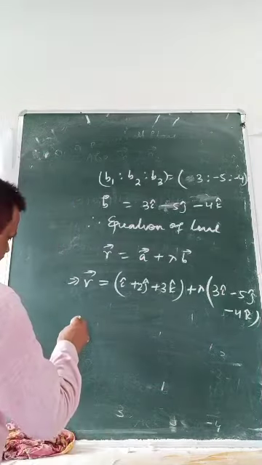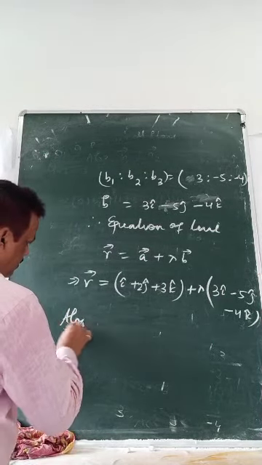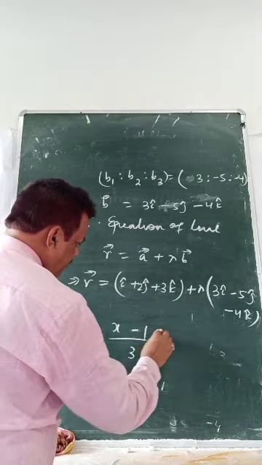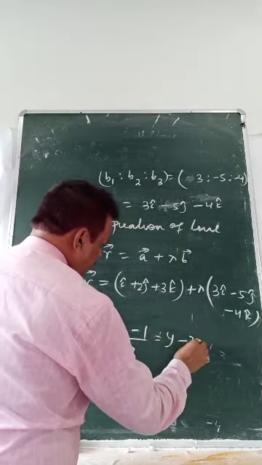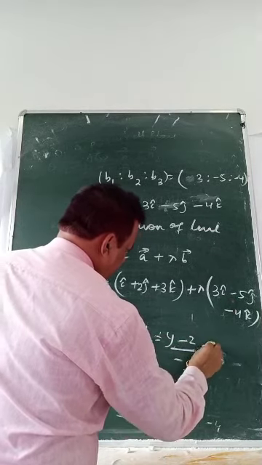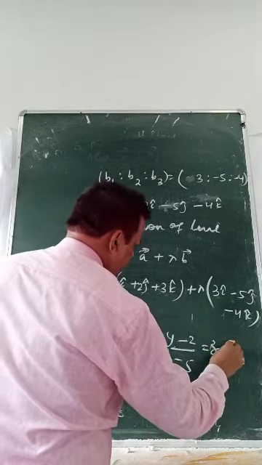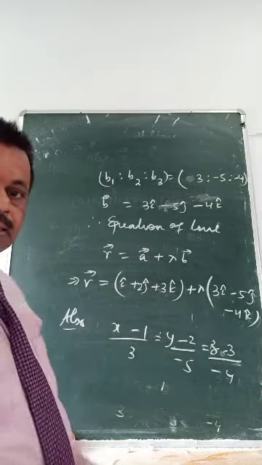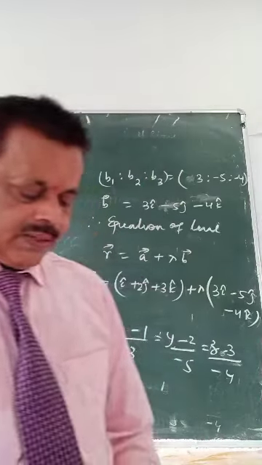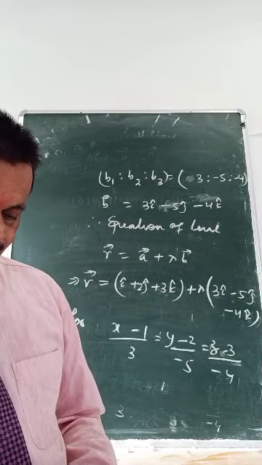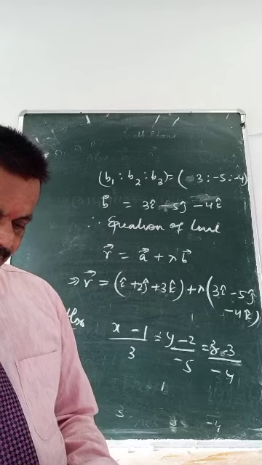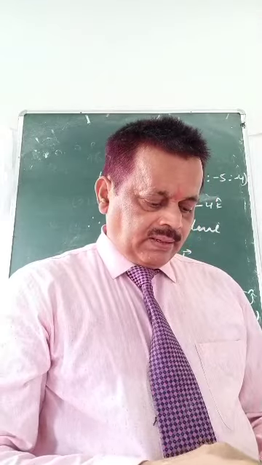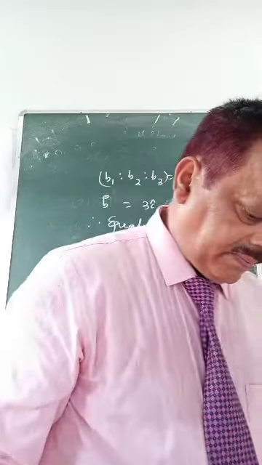You can write it in Cartesian form: x minus x1, that is 1, by b1, 3; y minus y1, that is 2, by minus 5; z minus z1, that is 3, by minus 4. So this is vector form, this is Cartesian form. Same method you will try for question number 20. Let me see question number 21.